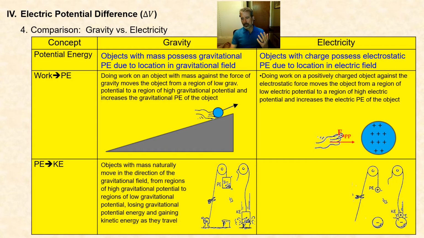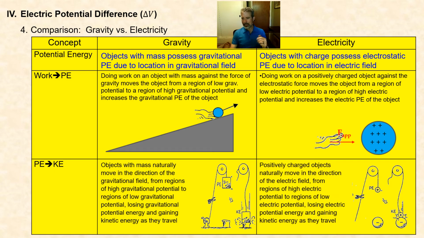Similarly, and don't ask me what you call this, it's a fictitious arrangement here, but the idea still holds: positively charged objects naturally move in the direction of the electric field, from regions of high electric potential to regions of low electric potential, losing electric potential energy and gaining kinetic energy as they travel.